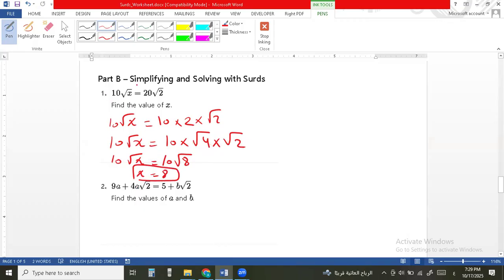I just needed the two sides to be identical. I needed this, 10 root of x, and this, 20 root of 2. I needed this also to be a 10. So I changed whatever I needed to change in order to make them look the same at the end. I made the 20 10 times 2, but I changed the 2 into root of 4, which is going to lead to root of 8. So 10 root of 8. X is 8.